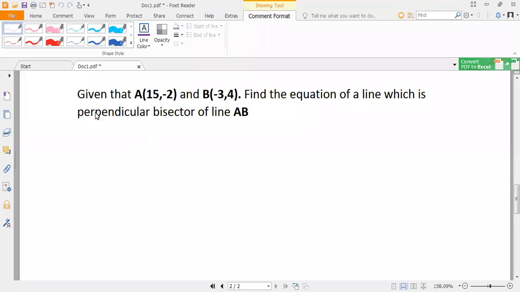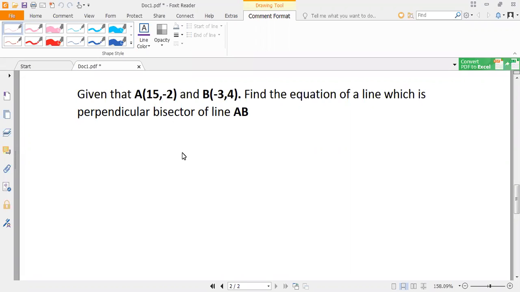Hello everyone. So in this question we are given that A is a point with coordinates 15, -2, and B with coordinates -3, 4. We are tasked to find the equation of a line which is perpendicular to the bisector of the line AB.